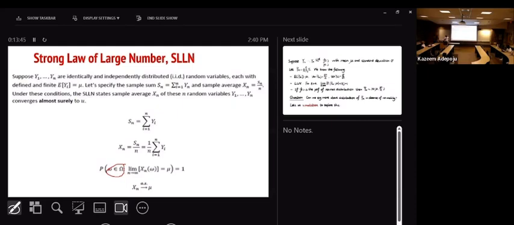We expect that the Xn, which is a function of that omega, where's the omega coming from? The omega is coming from the sample space. So that is going to be equal to mu, with probability 1. Did you get it?